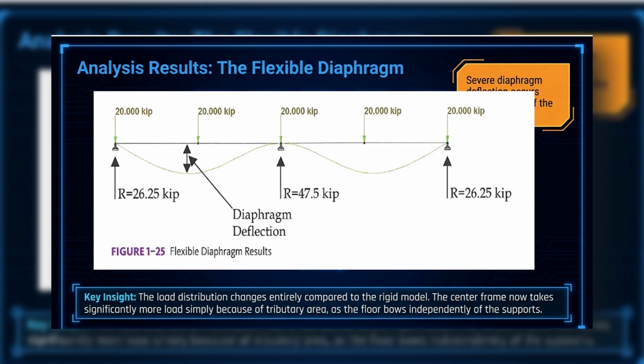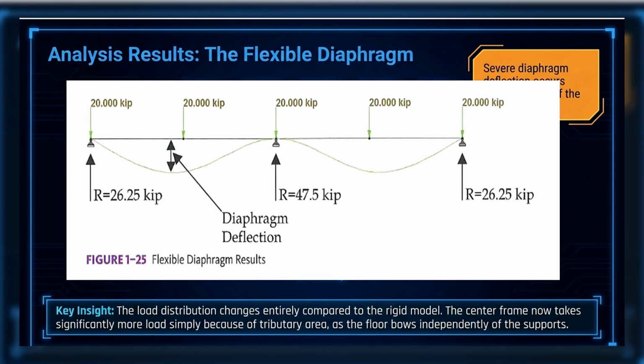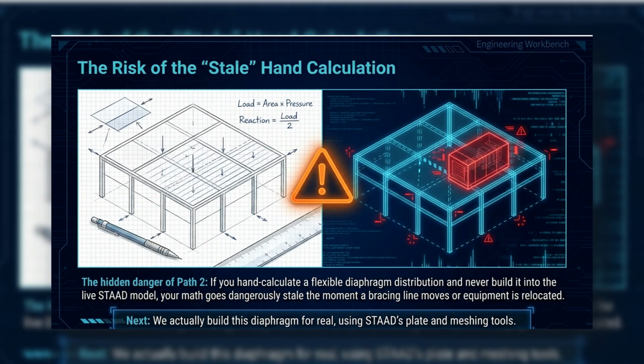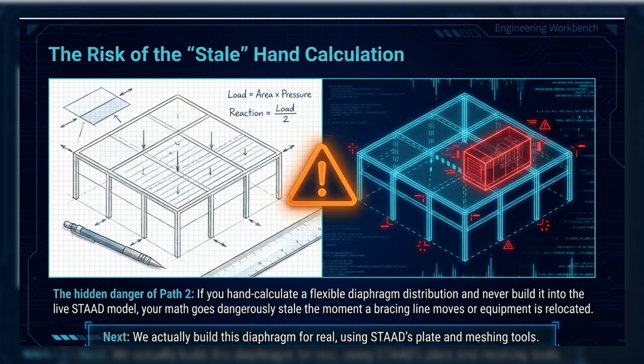Now you can see in this result, the diaphragm deflection is clearly independent of the frame stiffness, unlike the rigid case. The catch: if someone later changes the building or heavy equipment moves in or a bracing line relocates, that hand calculated distribution can quietly go stale because it was never actually part of the live STAAD model to begin with.